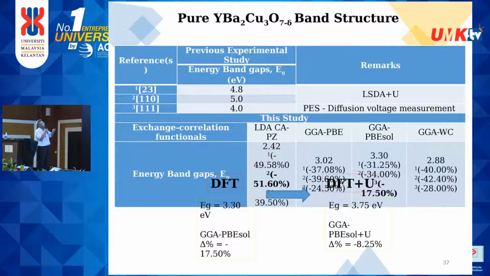Okay, so this is the previous experimental study. Energy band gap for pure BCO is between 4 to 4.8 electron volt. Okay, so we use exchange correlation functional for this study: LDA CAPZ, GGA PBE, GGA PBEsol, and GGA WC. So we find out in a DFT method, the energy gap is around 3.3 electron volt. And then for DFT plus U is around 3.75 electron volt. The difference for DFT plus U is only 8.25% when you compare with experimental method.